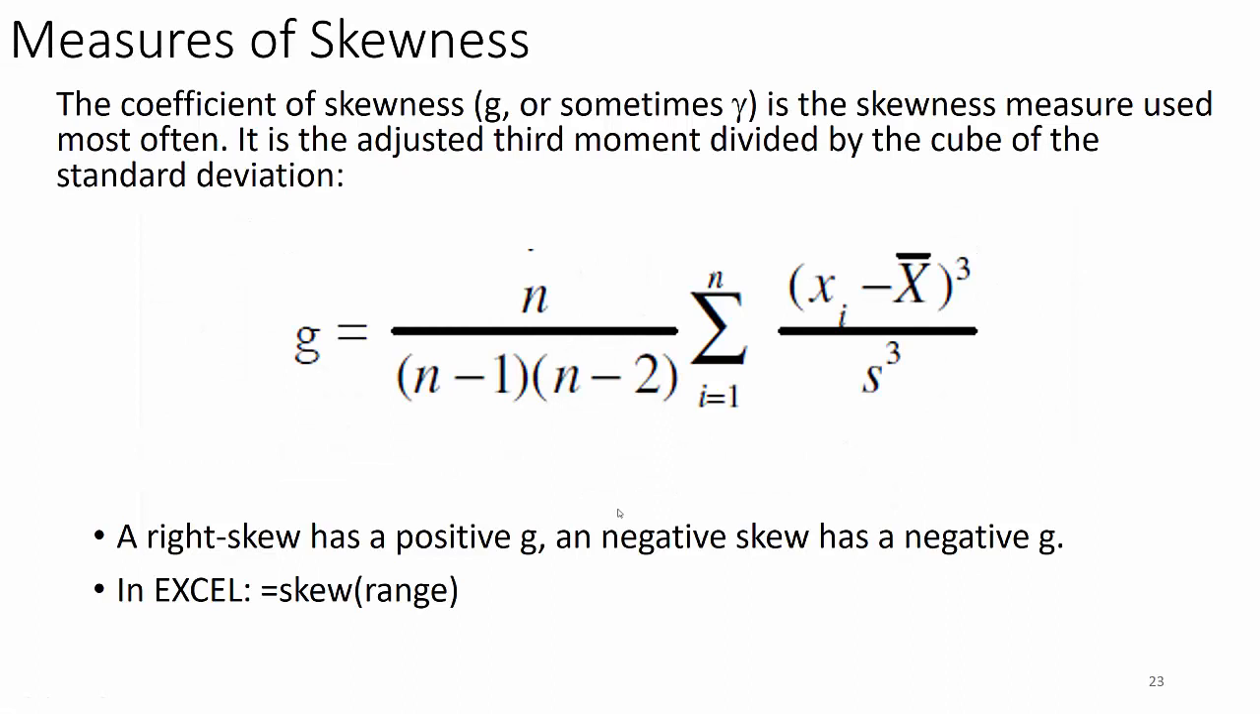The measure of skewness is given as G or gamma, really it's almost always gamma, but sometimes people have trouble with Greek letters. The coefficient of skewness is most often used. It's the adjusted third moment divided by the cube of the standard deviation: n, the number of observations, divided by (n minus 1) times (n minus 2), times the sum of the difference between each observation and the mean cubed, over the standard deviation cubed. A right skew has a positive G, a negative skew has a negative G. You can calculate this in Excel with just SKEW and the range of data. Excel's very nice.